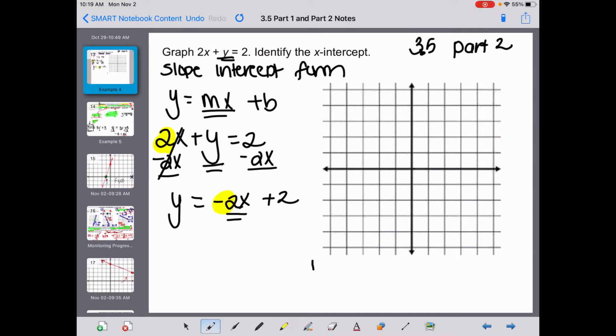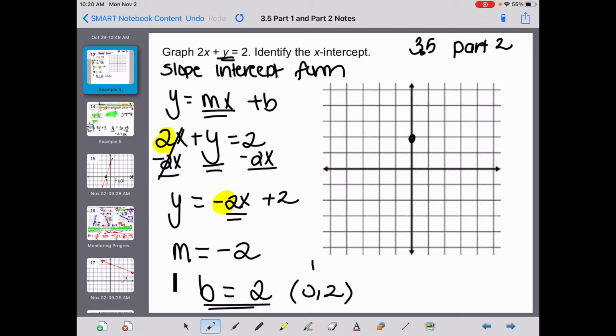Then identify your slope. So our slope here is negative 2. It's the number in front of x. And our y-intercept, b, is equal to 2. So I go ahead and I plot those values. So b is my y-intercept, (0, 2). That's where you begin your graph on the y-axis.